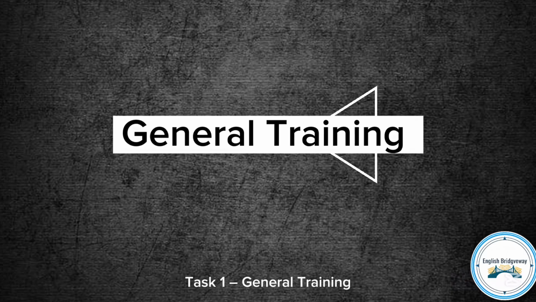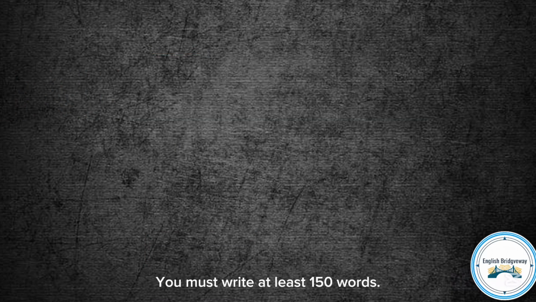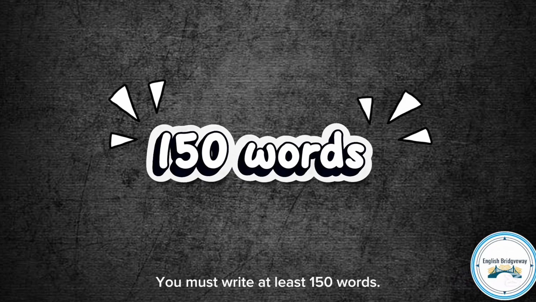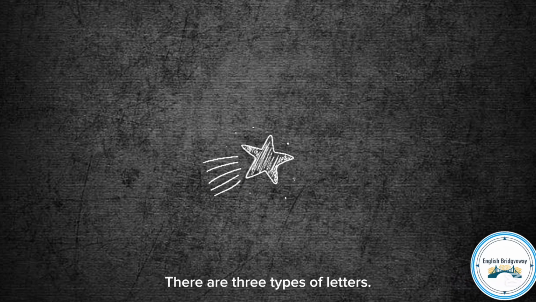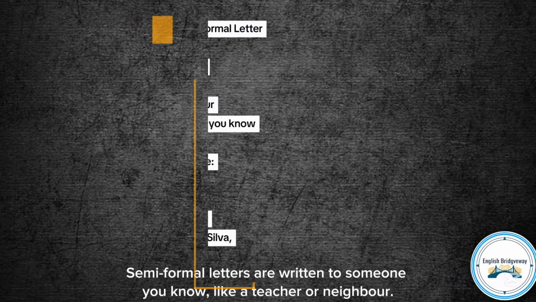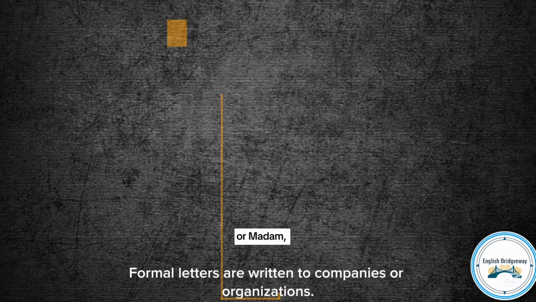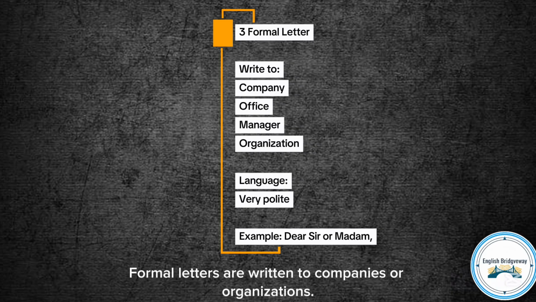Task 1. General Training. In the General Training test, Task 1 is a letter. You must write at least 150 words. There are 3 types of letters. Informal letters are written to friends or family members. Semi-formal letters are written to someone you know, like a teacher or neighbor. Formal letters are written to companies or organizations.